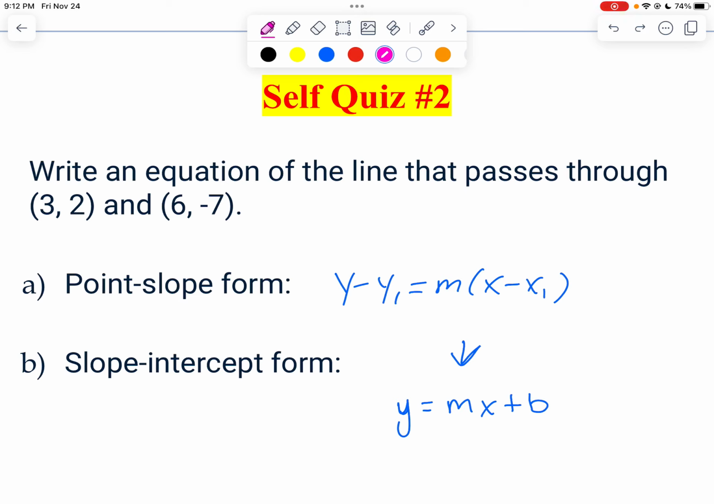Once you are done with that self-quiz, you can go ahead and get started on the practice for day number 2 on the front of the agenda.